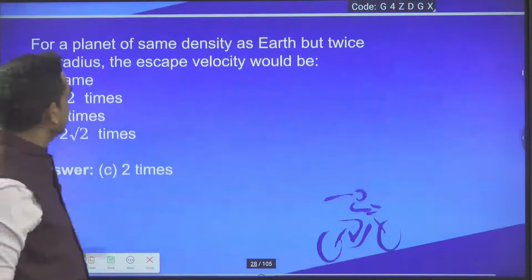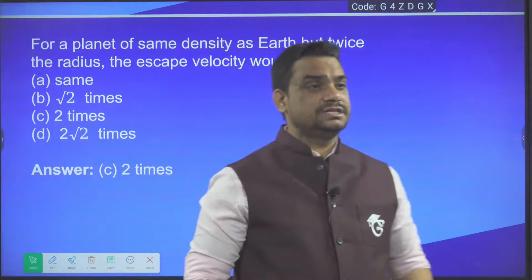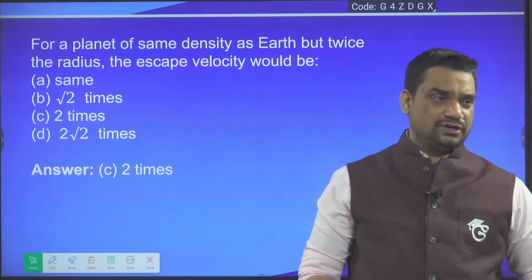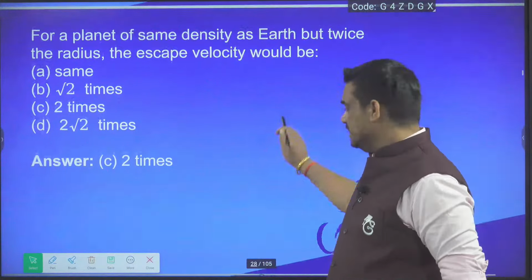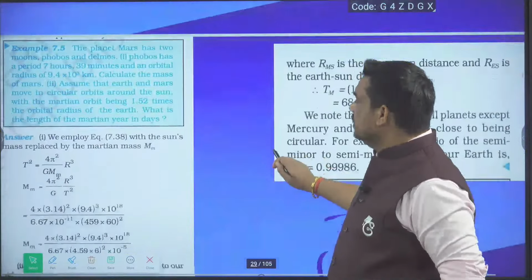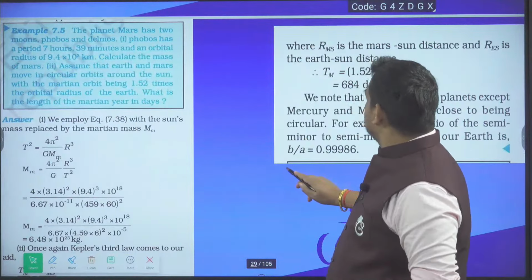Next question comes here. A planet of the same density as Earth but twice the radius, what is the escape velocity? You can use the density formula and get the answer. Simple one. Comes here in this one.